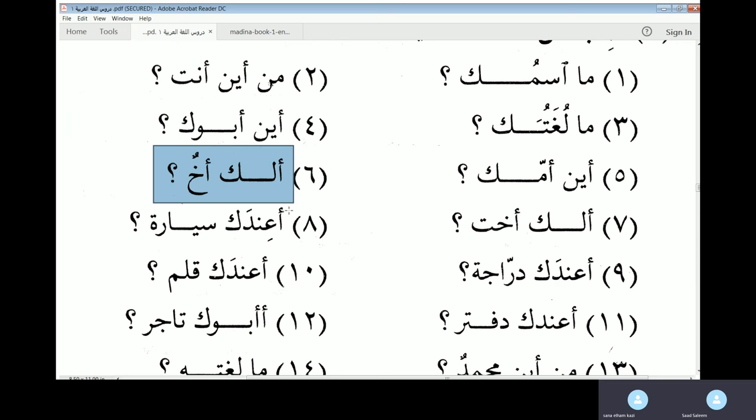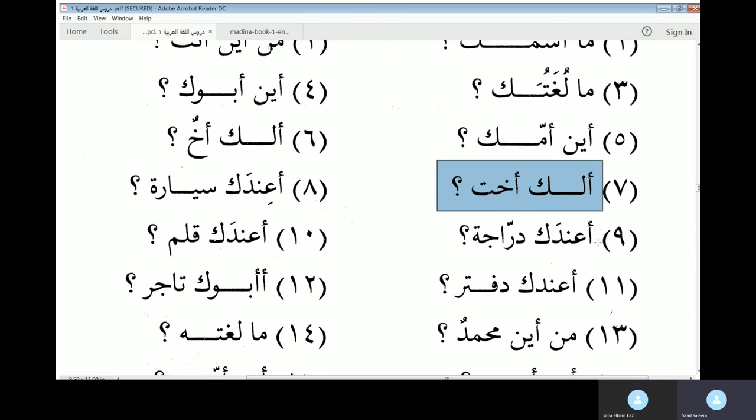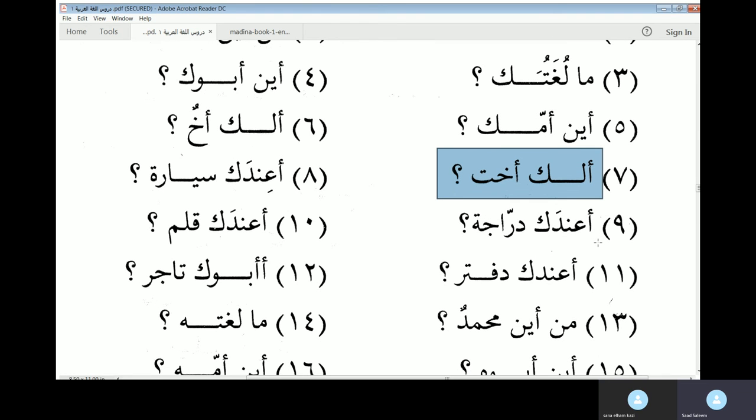What is... Salasatin is three. Salasu Ikhwatin. Okay, you will learn it later in Kitab. Don't worry. Next. Alaka Ukhtun. Do you have a sister? No. لي أخت واحدة. And in reality, how many sisters do you have? لي أخت واحدة. Okay, you have أخت واحدة. Okay.